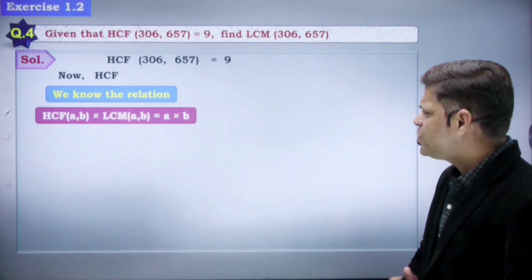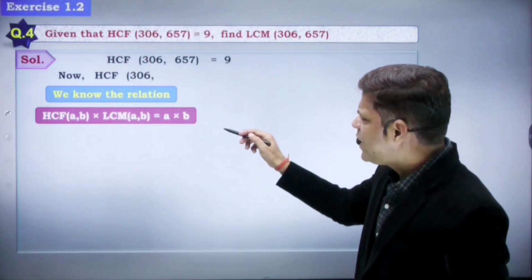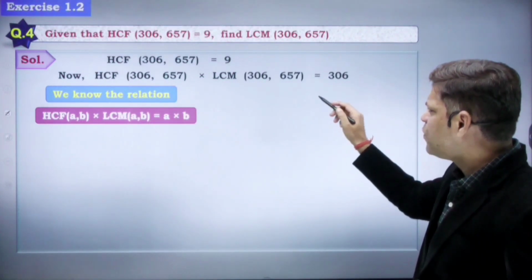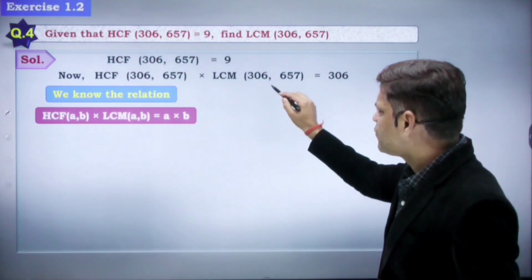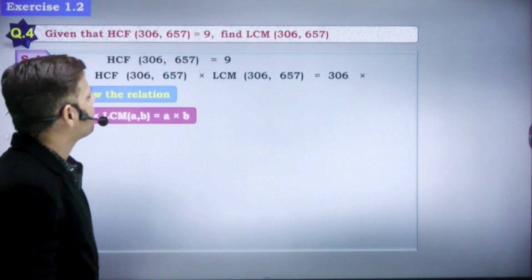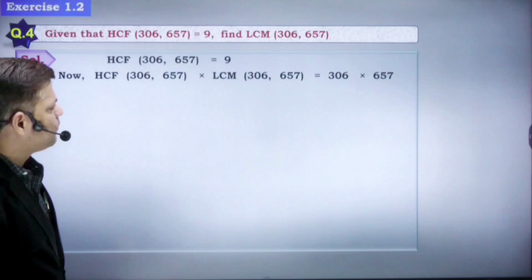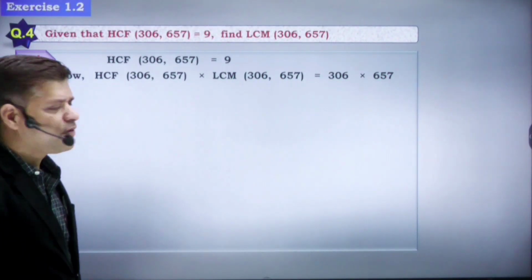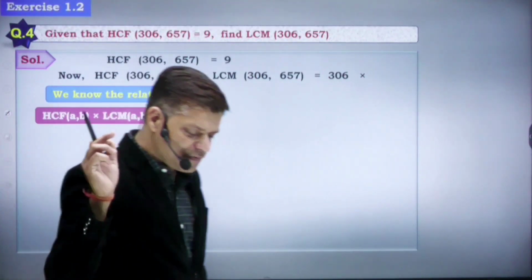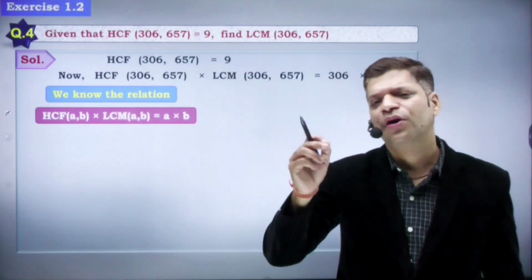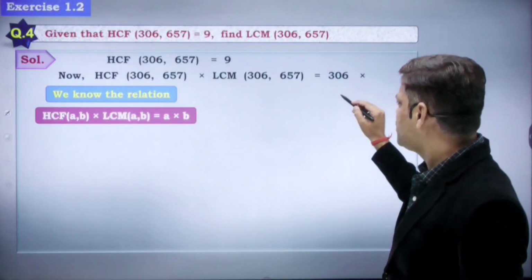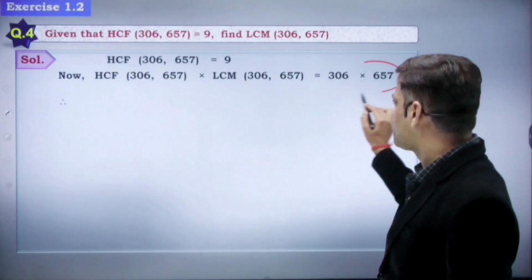So we can check the relation. We just write down the relation. So now HCF of both into LCM of both numbers will be equal to 306 into 657. So here, firstly we have written down the relation. You can check the relation. We are given HCF into LCM equals the product of two numbers. So here we have written down that the product of the two numbers is 306 into 657. This is the product of two numbers.